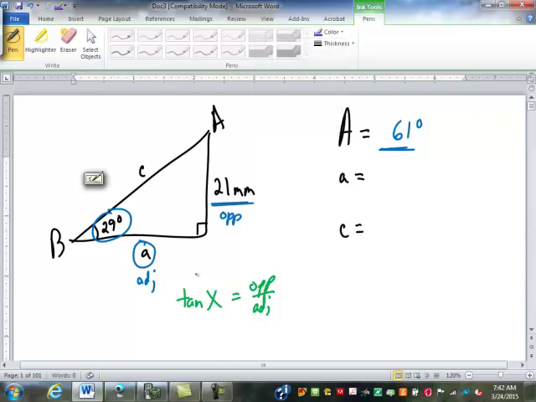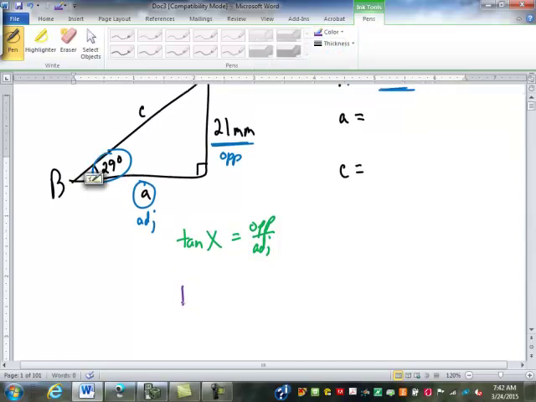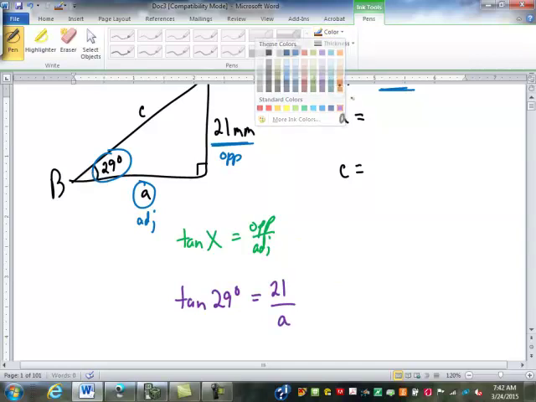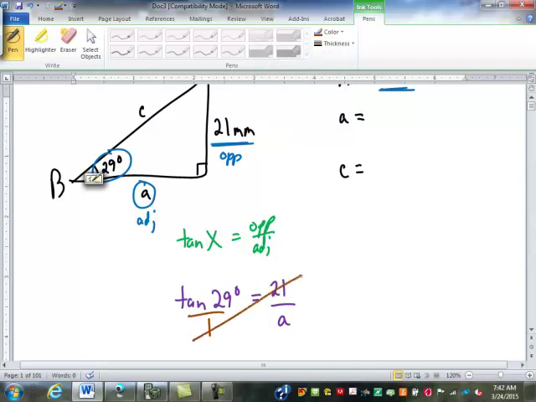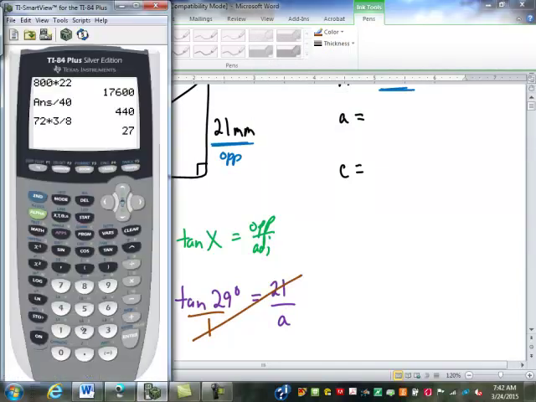Do I know the angle? Yes, I do. So tangent of 29. Do I know the opposite side? Yes, 21. Adjacent side is A. That's what we're looking for here. So I'm going to put this over 1, cross multiply. 1 times 21 is 21, divided by tangent of 29.